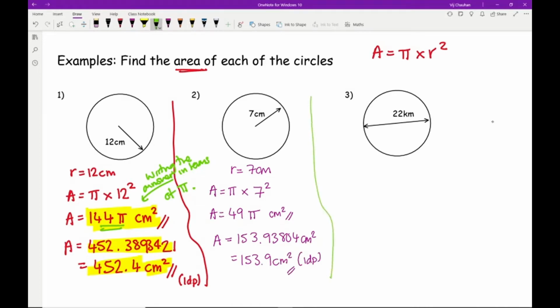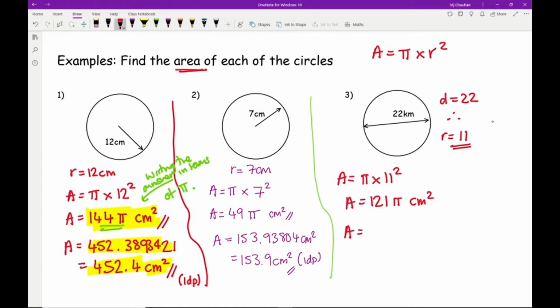So the difference with number 3 is that I'm given the diameter. So if the diameter is 22, then the radius is going to be half of that, which is going to be 11. And it's this 11, the radius, that I need to use in the formula. So A equals pi times 11 squared. So 11 squared is 121. So in terms of pi, it's going to be 121 pi centimetre squared.